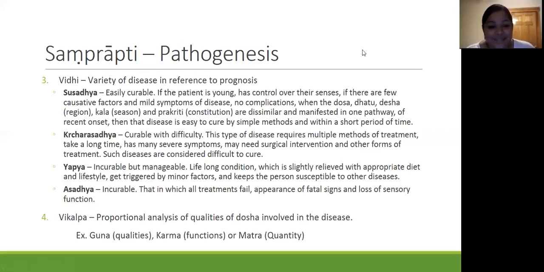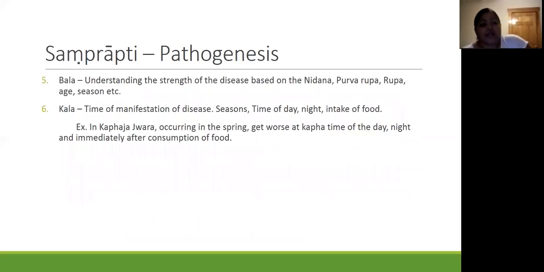Okie dokie. So the next is looking at samprapti, the proportional analysis of the doshas and their involvement in disease. And that's looking at, remember what we talked about earlier, either the quality of the dosha that's aggravated or the function or even the quantity. Okay, let me just get through this last bit. And the last classification types of samprapti is bala, which is understanding the strength of the disease by looking at factors such as nidana, purvarupa, age, season, etc. And also looking at the time of the manifestation of disease.